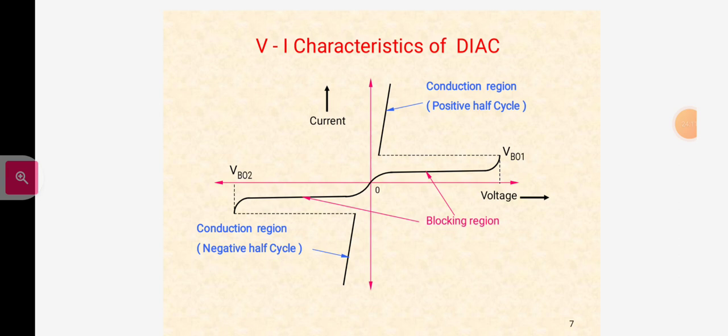Hence, from the above characteristics, it is observed that the diac during the non-conducting period acts like an open switch and offers high resistance. So, when the diac is not conducting, it works like an open switch and offers high resistance. In the first quadrant the diac works in forward direction, and in the third quadrant the diac works in reverse bias.